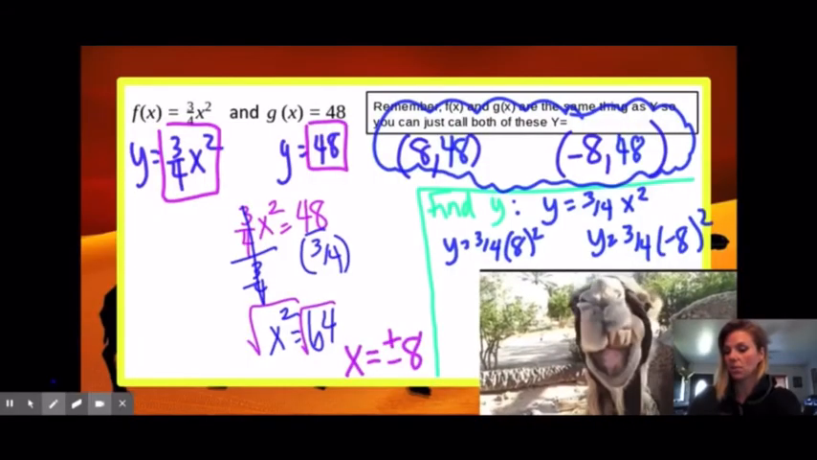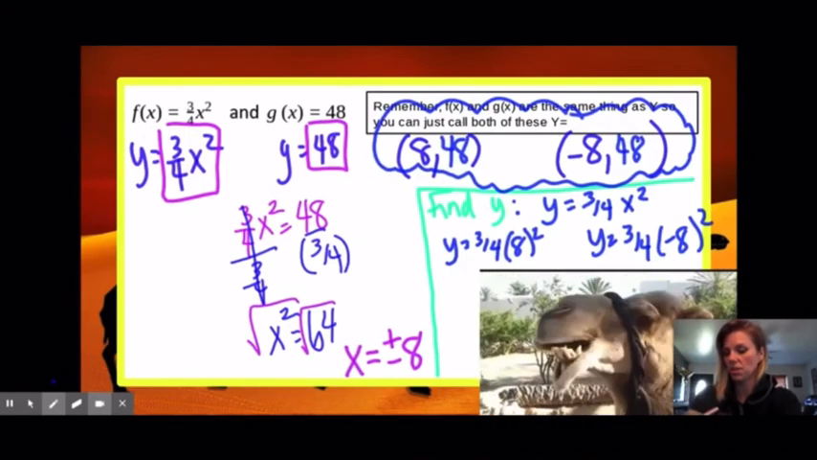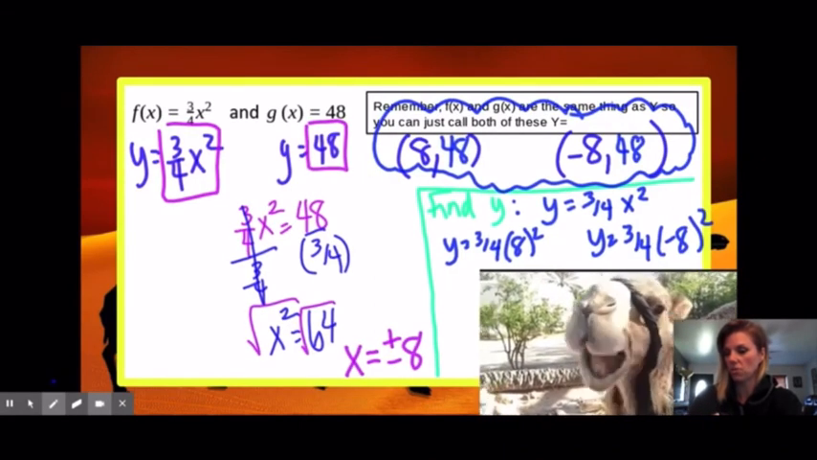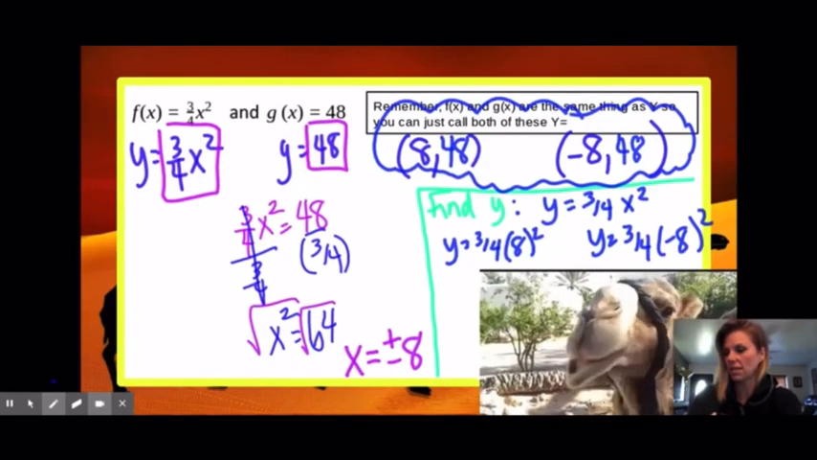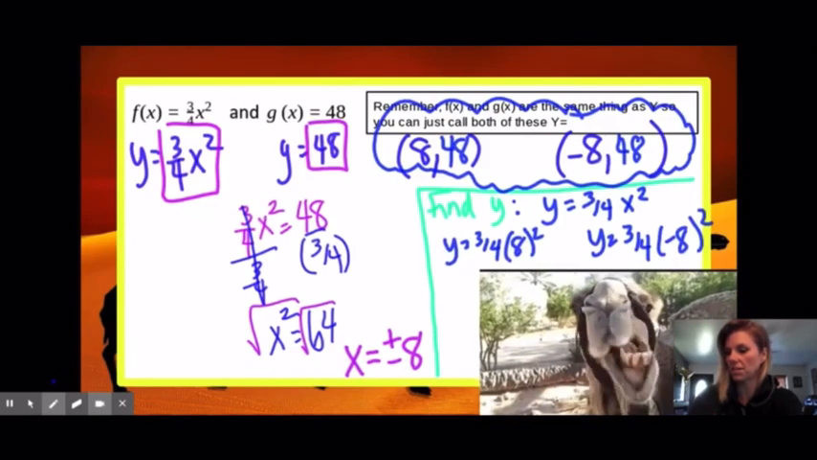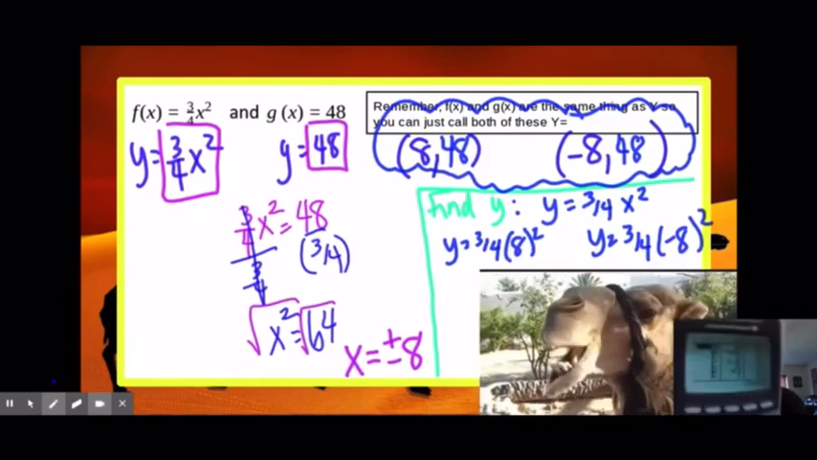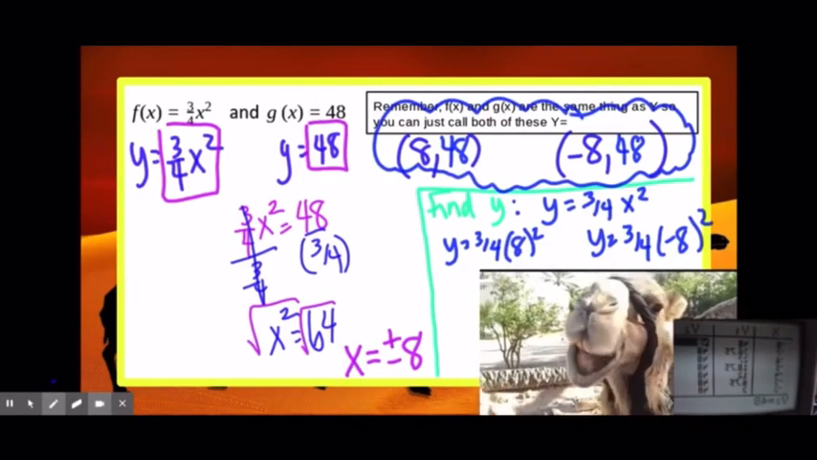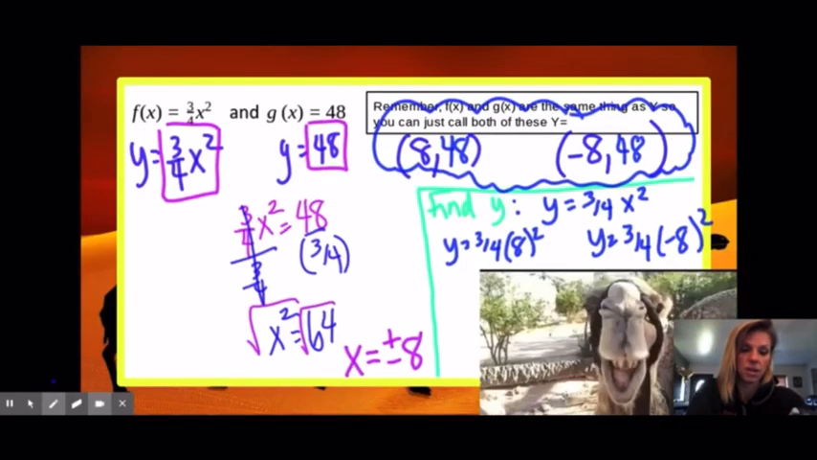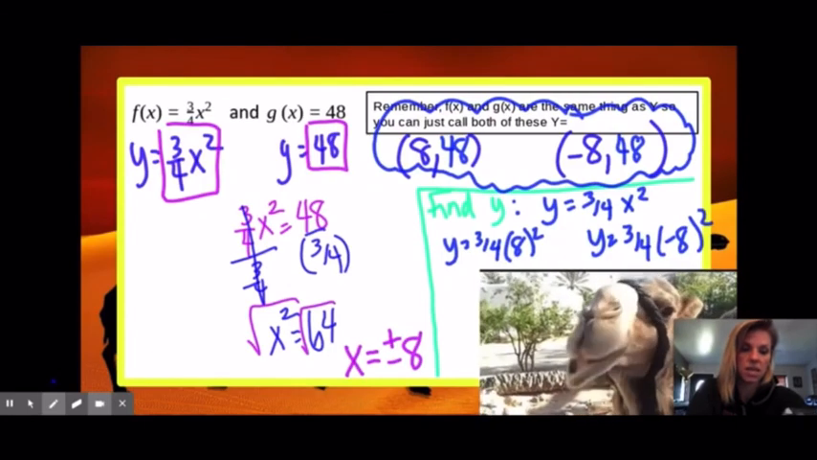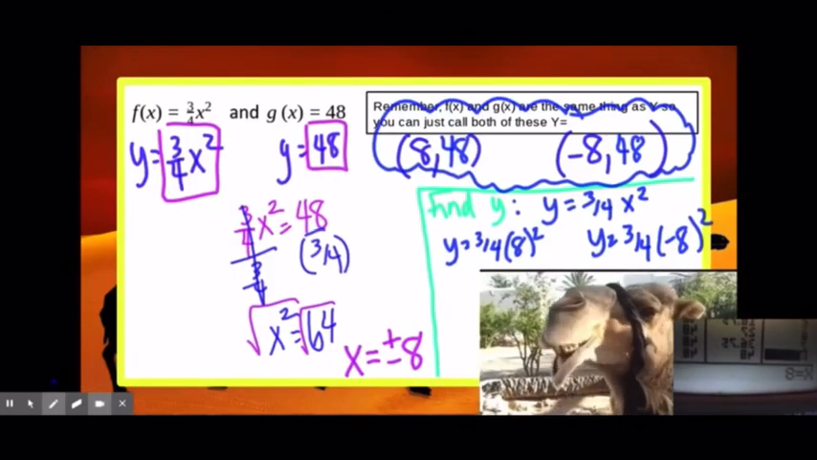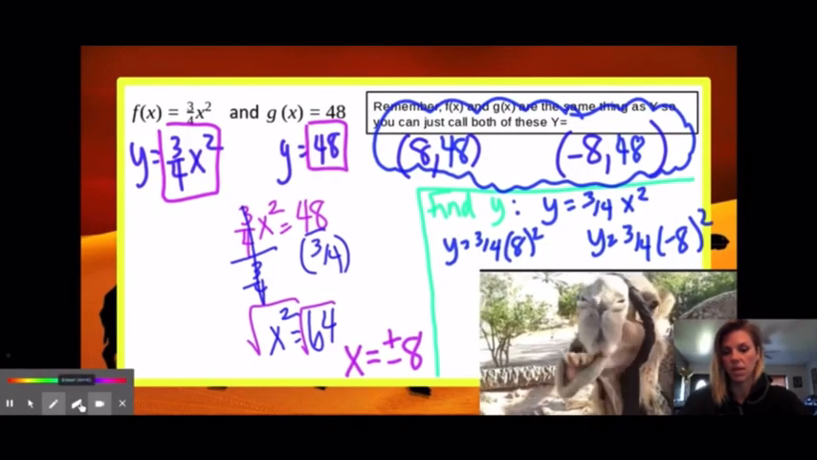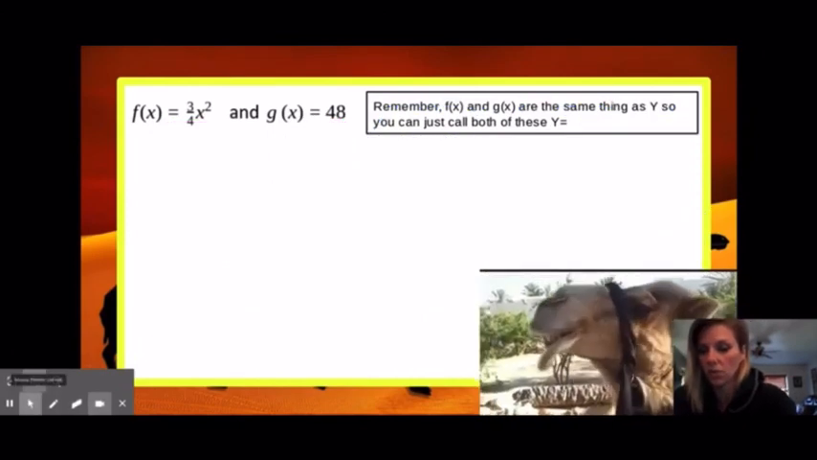And again, I would take that quick second and just say, you know what? Let me just plug this in my calculator, each one. So 3/4 x squared, and then y equals 48. And I could hit the graph key. It's going to be a hard one to see, or I can go in my calculator and scroll at negative 8. I know I did it right because my y values both match. Okay, they're both 48. And I could scroll to where I have x is positive 8, and my y values match as well. They're both 48. So again, I know I did it right. Woohoo! We're like rock stars here.